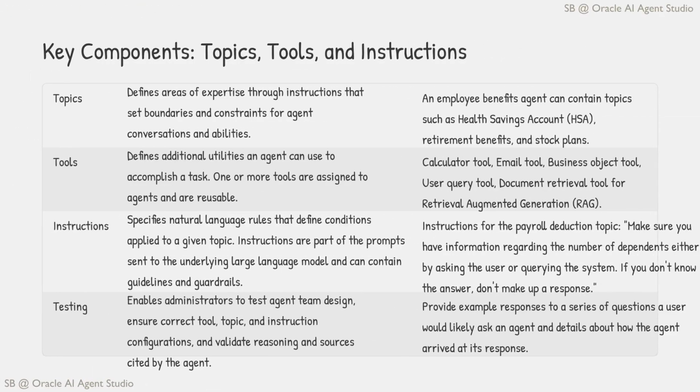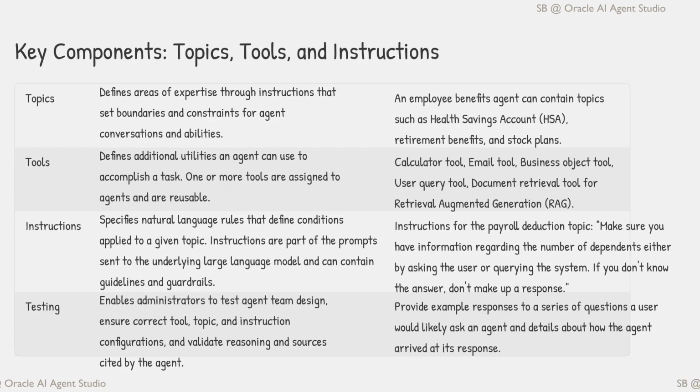More key concepts. Topic defines areas of expertise through instructions that set boundaries and constraints for agent conversations and abilities. Tool defines additional utilities an agent can use to accomplish a task. One or more tools are assigned to agents and are reusable. Instructions specifies natural language rules that define conditions applied to a given topic. Instructions are part of the prompts sent to the underlying large language model and can contain guidelines and guardrails.